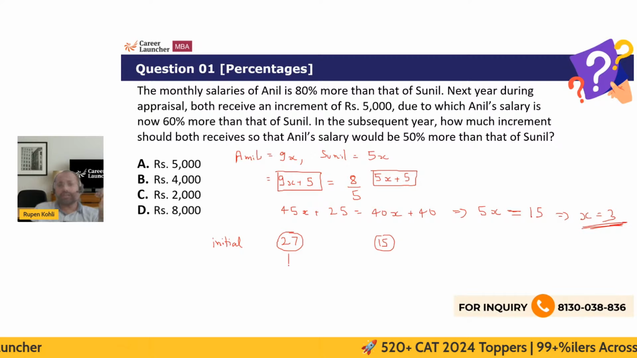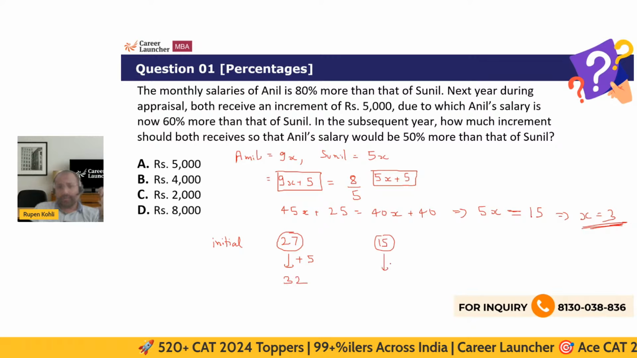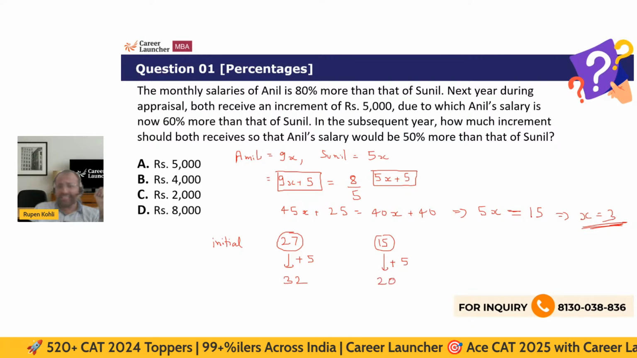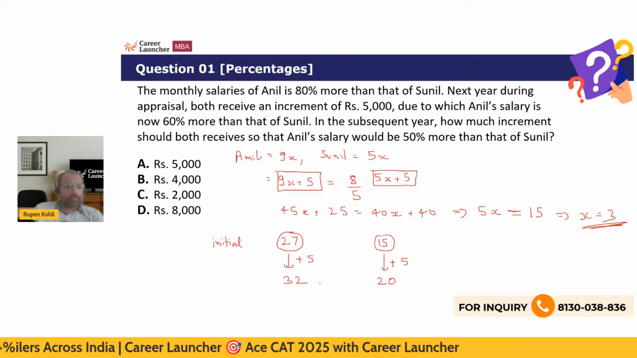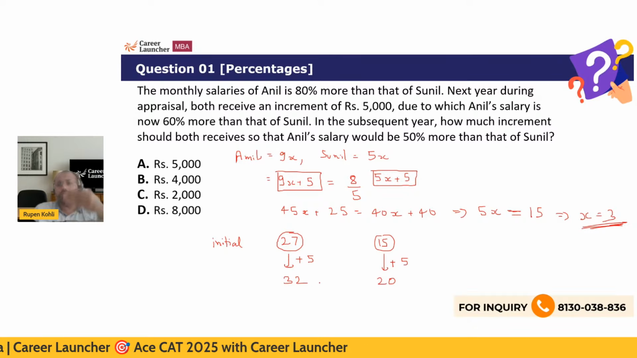Both of them got a raise of 5,000. So 27 became 32 and 15 became 20. And yes, 32 is exactly 1.6 times of 20. Now, the question is not stopping there. It goes to the next statement.